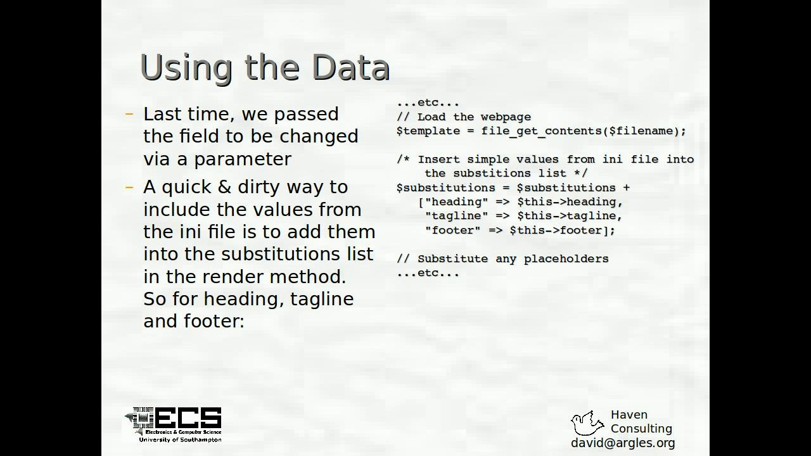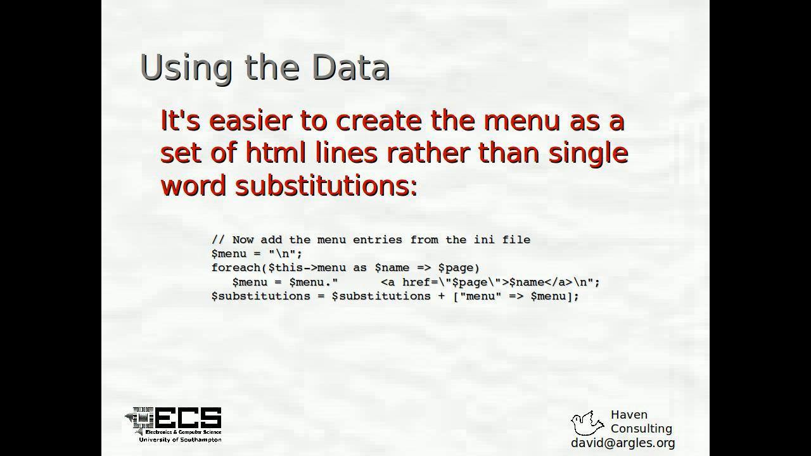So adding on to that substitutions array, we're going to add the array which has heading pointing to this web page heading, tagline pointing to head tagline, and footer pointing to footer. So we put those three into our substitutions list. When we call the render method, it will then go through, find heading, tagline and footer, and it will replace those with whatever was in the ini file. Excellent.